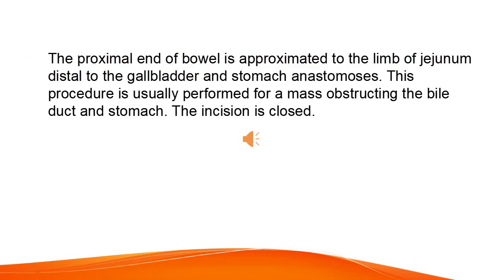The proximal end of bowel is approximated to the limb of jejunum distal to the gallbladder and stomach anastomoses. This procedure is usually performed for a mass obstructing the bile duct and stomach. The incision is closed.